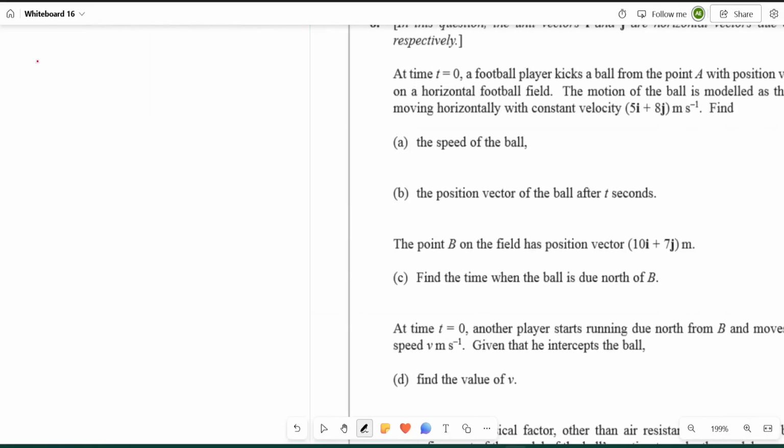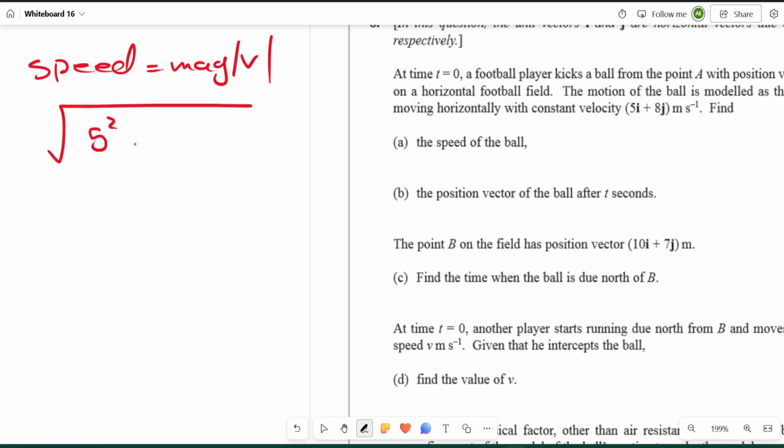So speed is basically equal to the magnitude of velocity. To get the magnitude of velocity, I'm going to do the square root of 5 squared plus 8 squared. That is going to equal around 9.43 meters per second. So this is part A of the question.